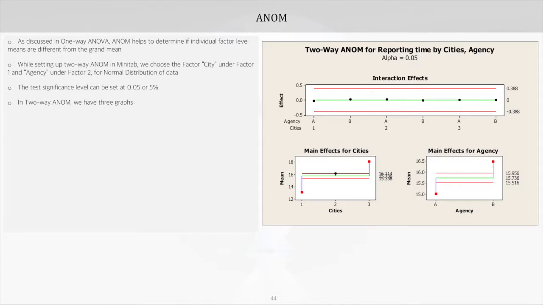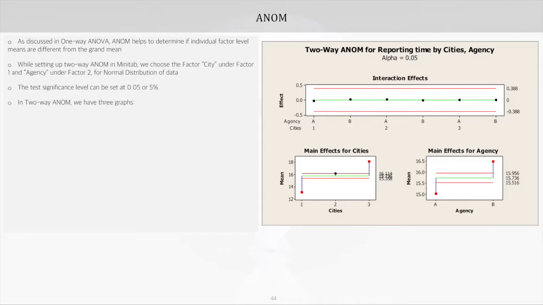As we saw in case of one-way ANOVA, ANOM or analysis of means helps to determine if individual factor level means are different from the grand mean or the overall mean. Now, while setting up two-way ANOM in Minitab, we choose the factor city under factor 1 and agency under factor 2 for normal distribution of data.